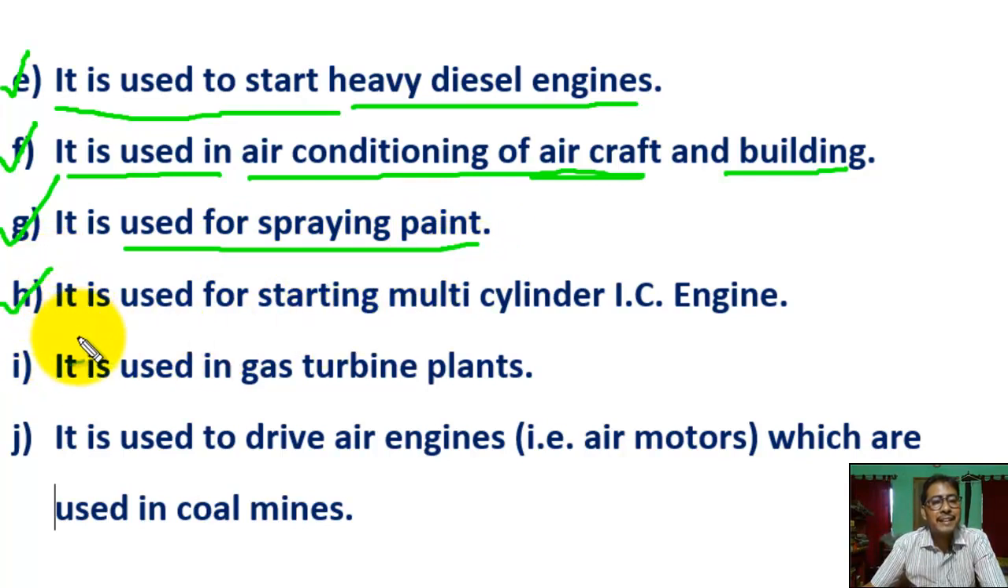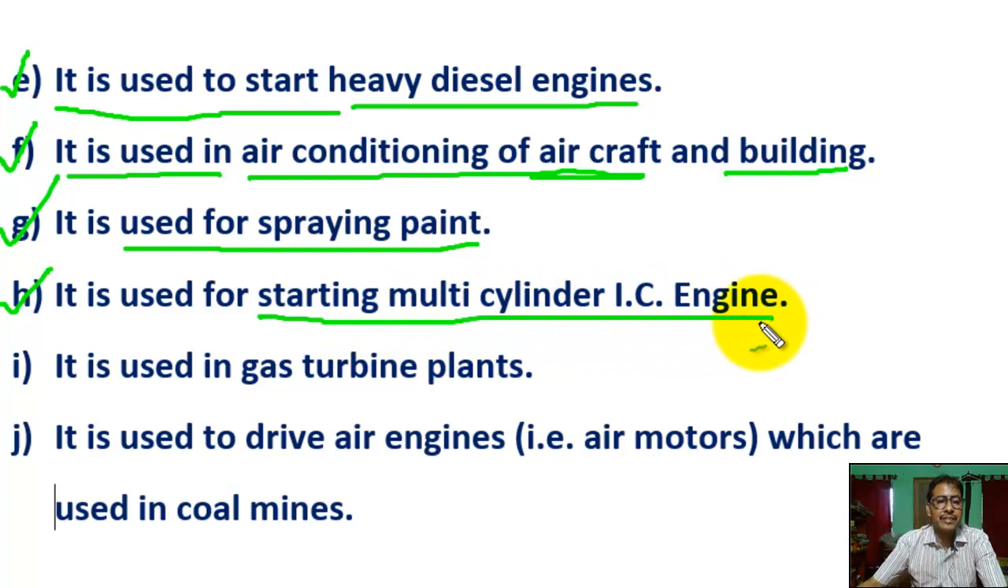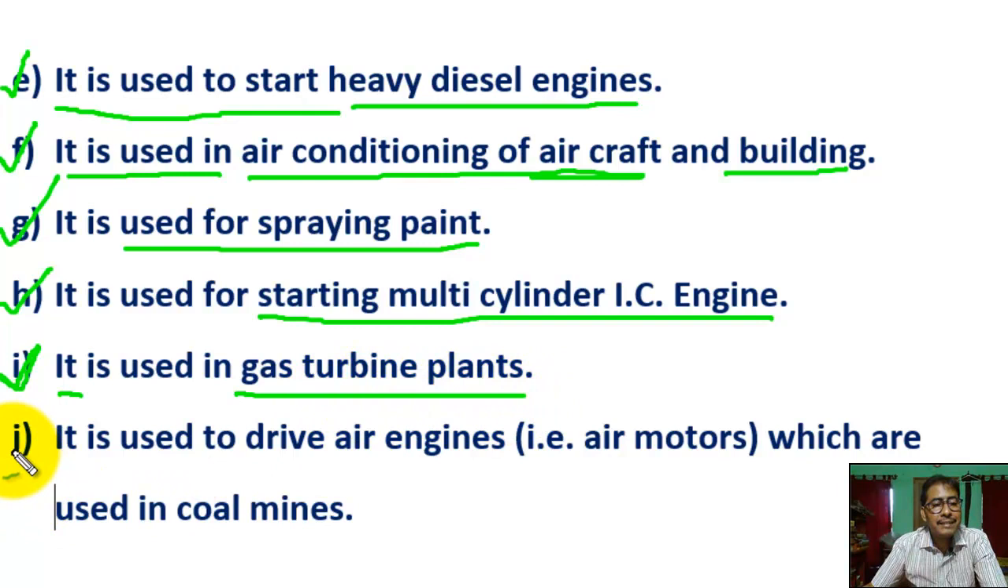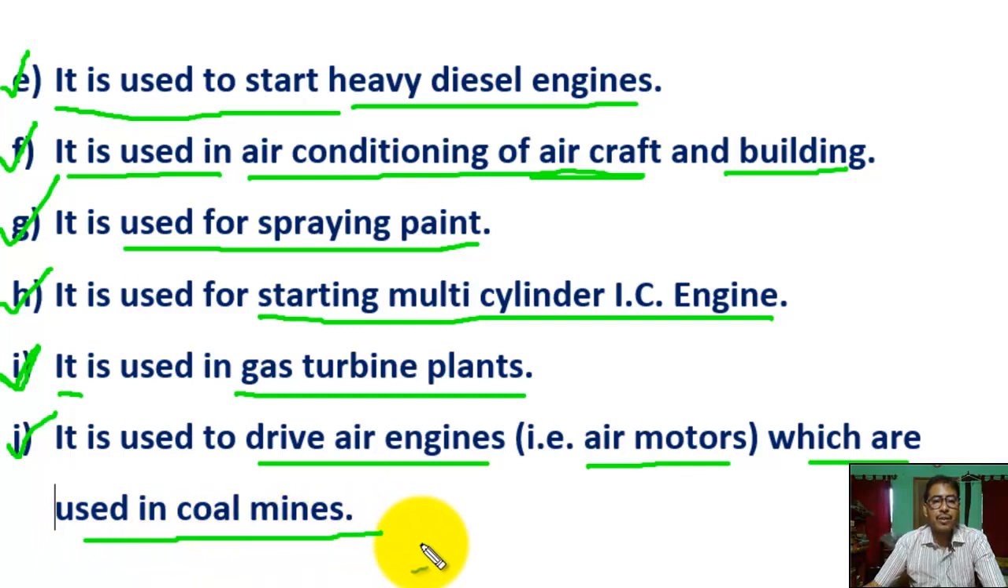Number H, it is used for starting multi-cylinder IC engines. Number I, it is used in gas turbine plants. Number J, compressed air is used to drive air engines. Air engines means air motors, which are used in coal mines.